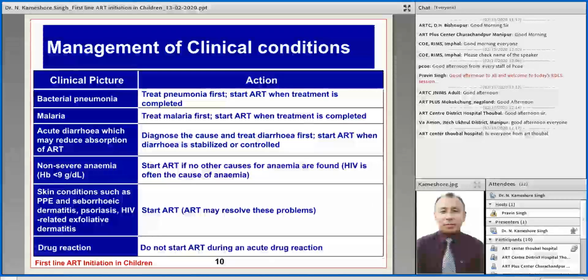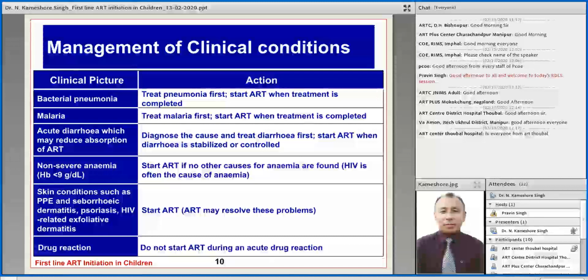In case of bacterial pneumonia, we treat the pneumonia first and start ART when treatment of pneumonia is completed. Likewise, in malaria, treatment of malaria is done first and we start ART when treatment of malaria is completed. In conditions of acute diarrhea, which may reduce absorption of ART, we can diagnose the cause of diarrhea, treat it appropriately, and start ART when the diarrhea is stabilized or controlled.